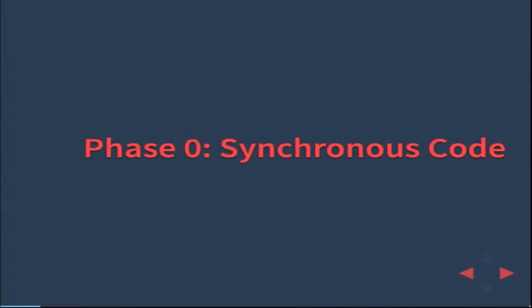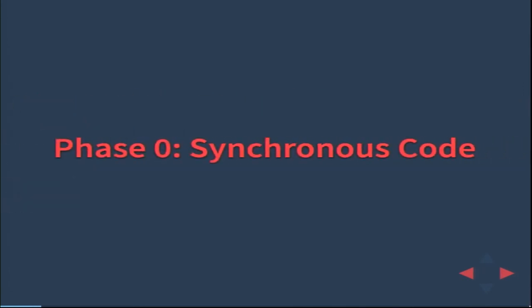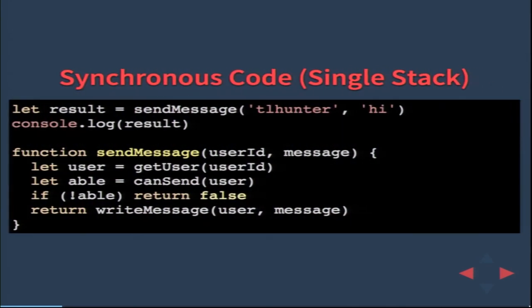But before we get into that, we're actually going to look at phase 0, which is synchronous code. Here's an example of synchronous code. All this code will execute in a single stack. Earlier we mentioned that JavaScript is a single-threaded language. What that means is that we're not able to run multiple lines of JavaScript at the same time, so we need to be able to break up the work. Synchronous code runs from start to finish, but we're not able to perform other work in between. This code also looks pretty nice.